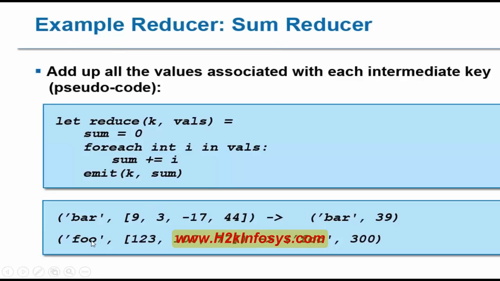Okay. So again, if you take these values, 123, 177, it is making up to around 223 plus 77. So it is going to sum up exactly to 300. So that is how the actual reducer phase works.